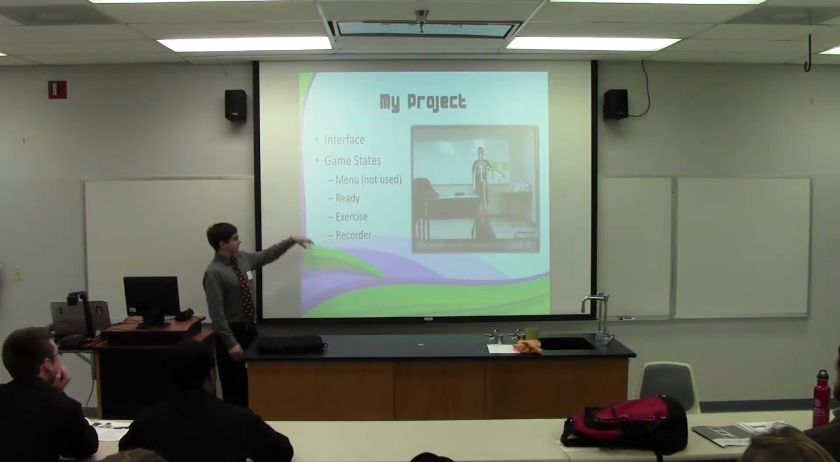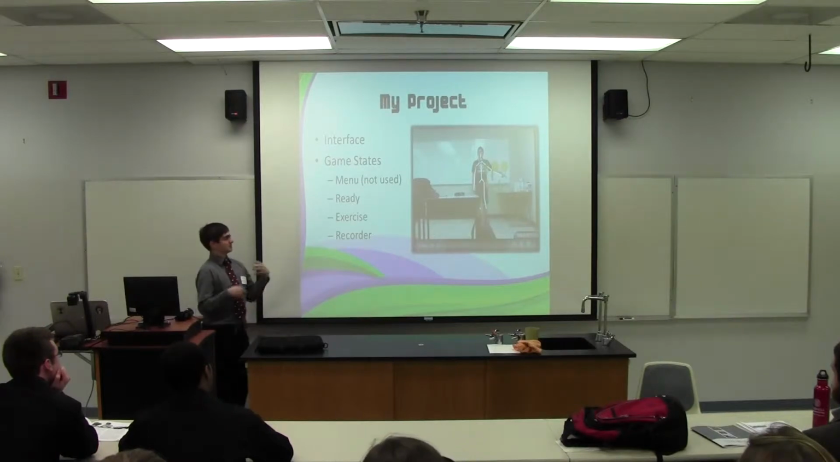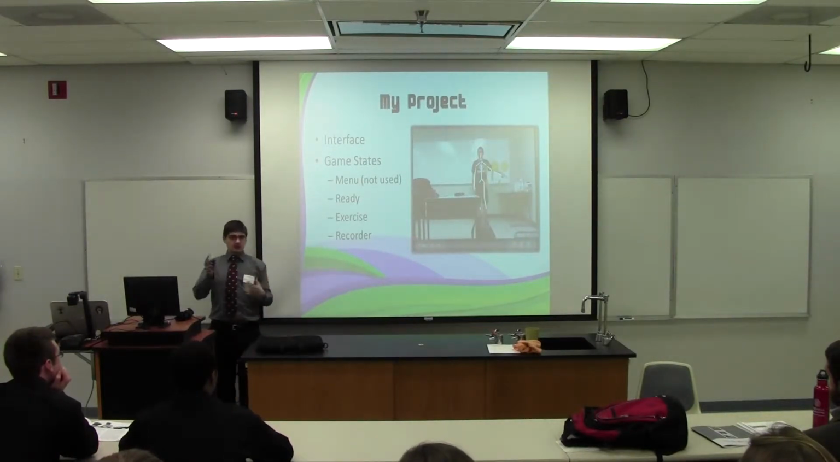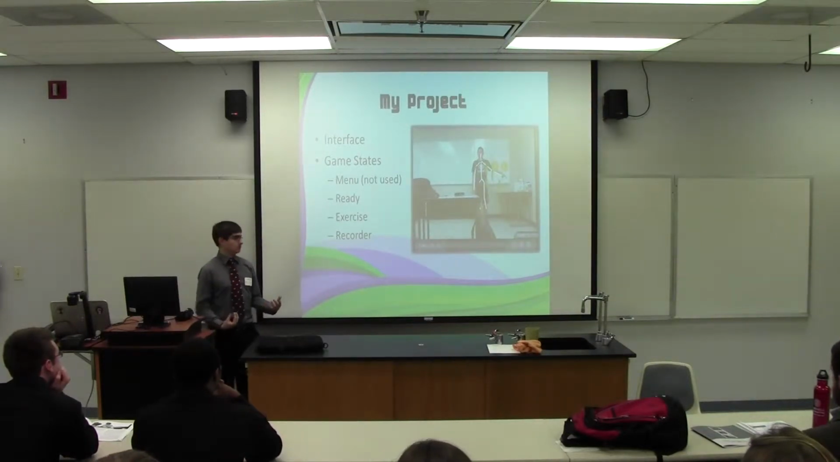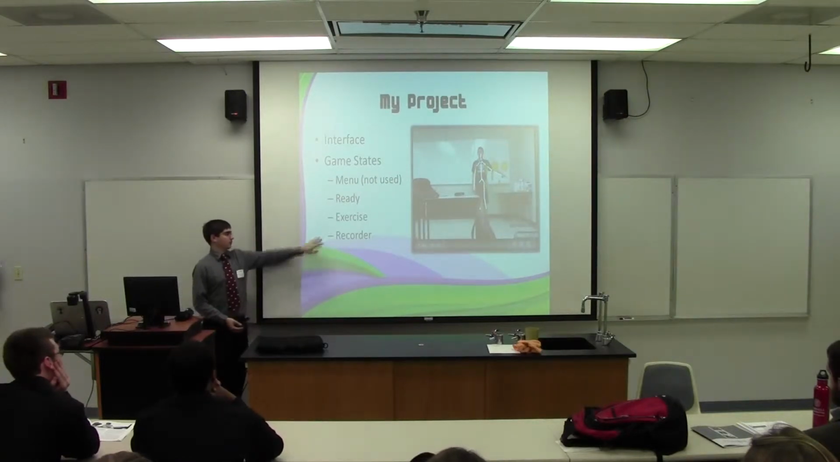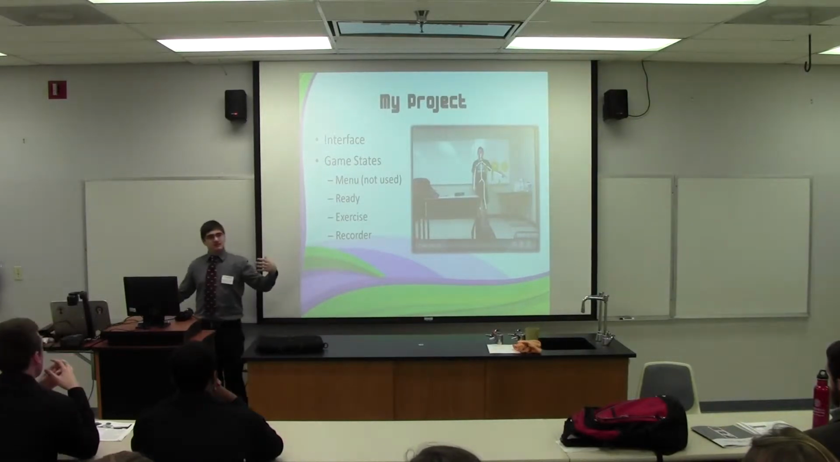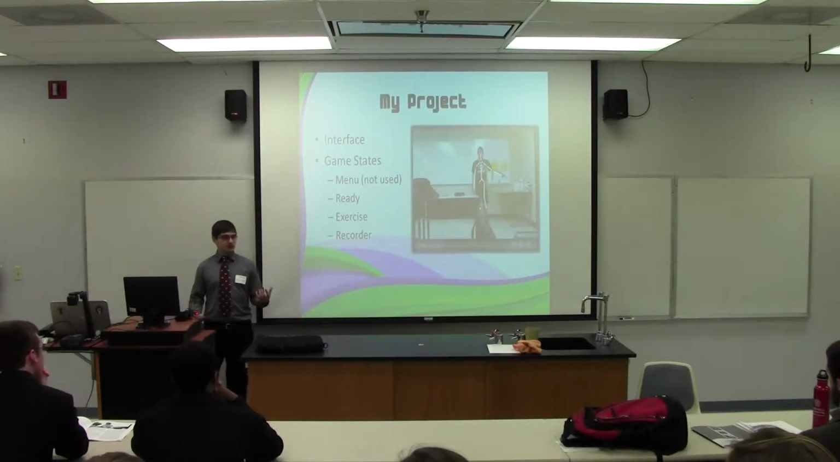Ideally, the menu state, which I did not have time to implement, so the application just goes straight into running, would be a nice menu where you can pick how many repetitions of the exercise you want to do, which exercise you want to do, and things like that. Currently, there's only 1 exercise built in, and with the recorder, you can change that exercise to a different exercise. The ready state is the state you're in when you first start the application, you're getting ready, you're not quite ready to do the exercise yet.